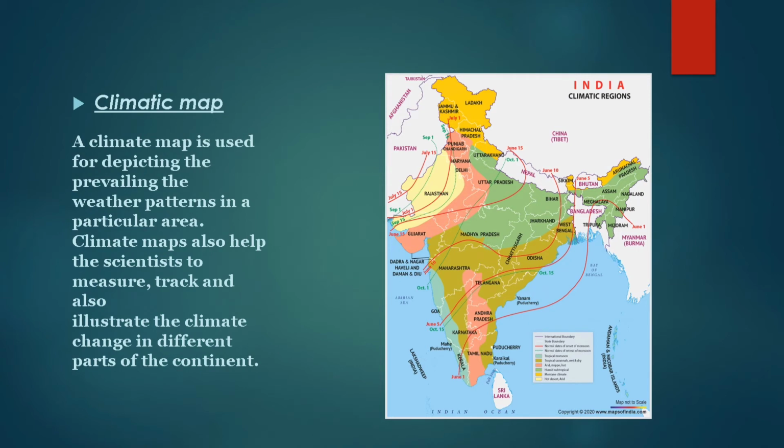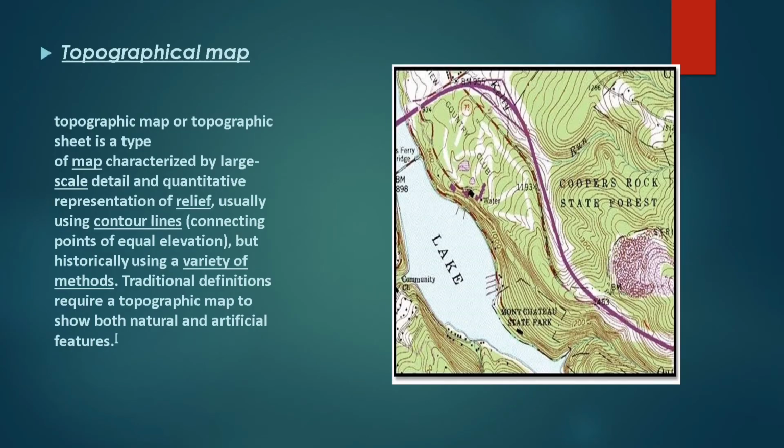Then comes the climatic map. Climatic maps are used to depict prevailing climatic condition, to show what can be the future of a particular region in the context of climate, how climate change will affect this particular area. So most common example, you have seen the monsoon maps in which they show the coming and retreating of monsoon. That's the example of a climatic map.